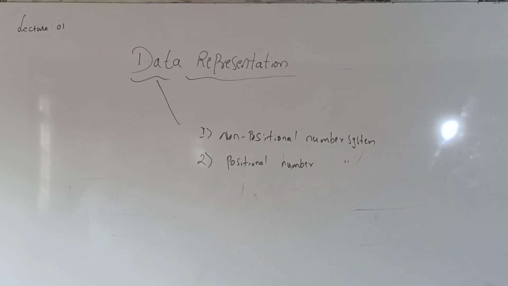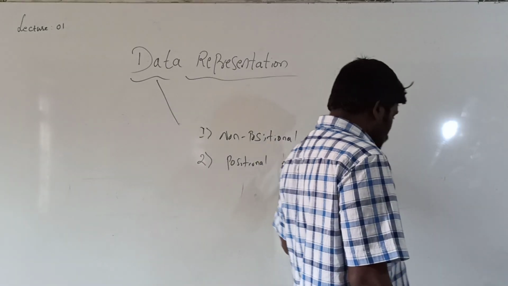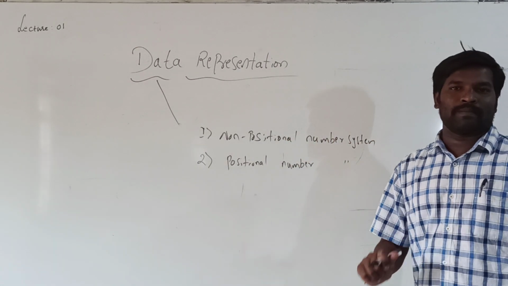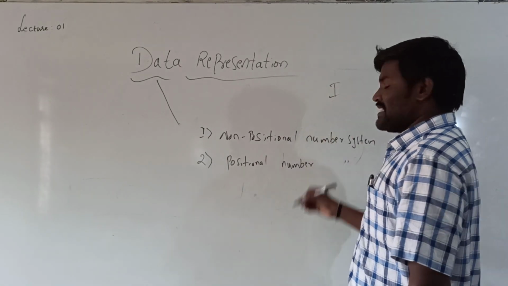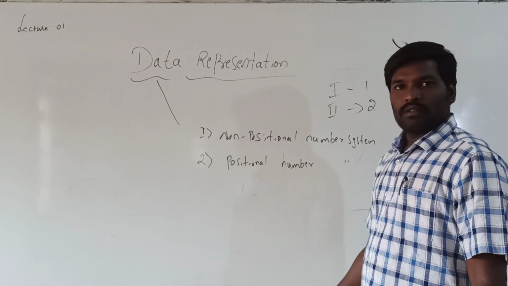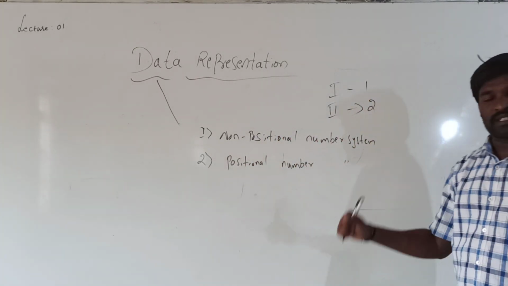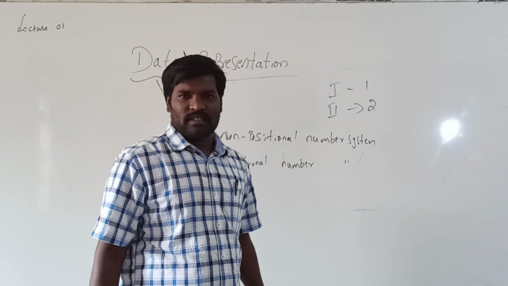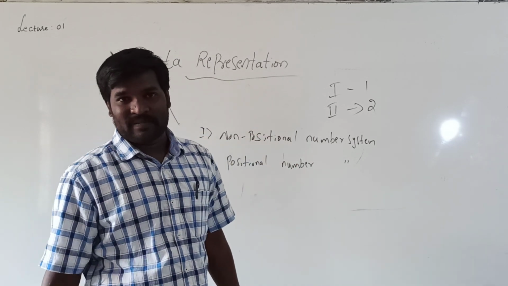The first one is the non-positional number system. Older people used the non-positional number system. For example, Roman numbers. Capital I indicates 1, II indicates 2. The best example for non-positional number system is Roman numbers. The older people used the Roman numbers for simple calculations like addition and subtraction.